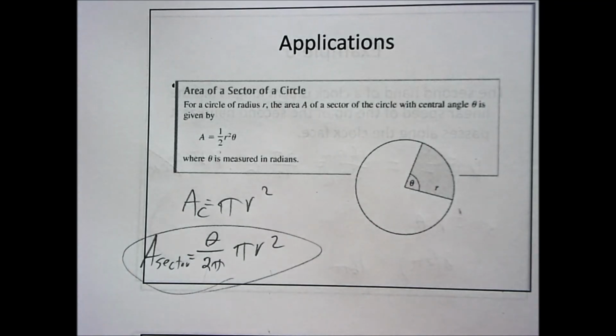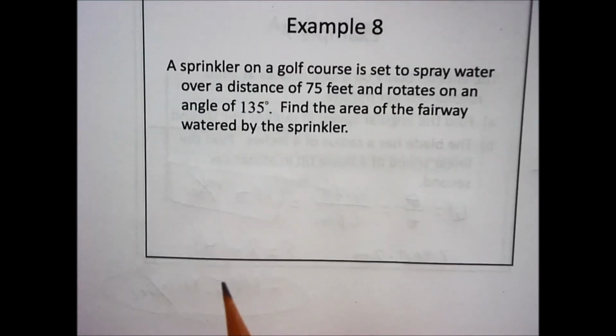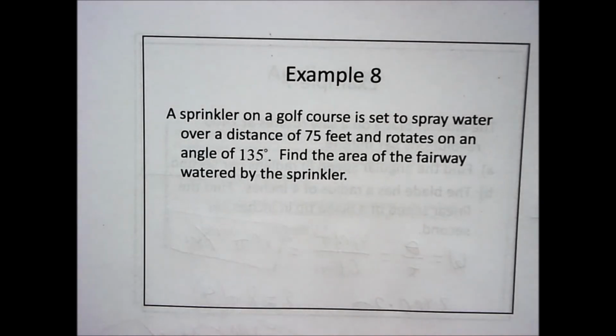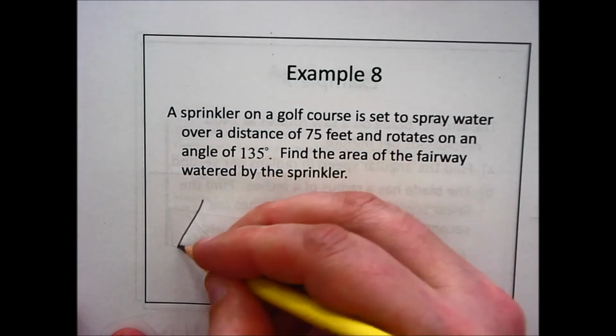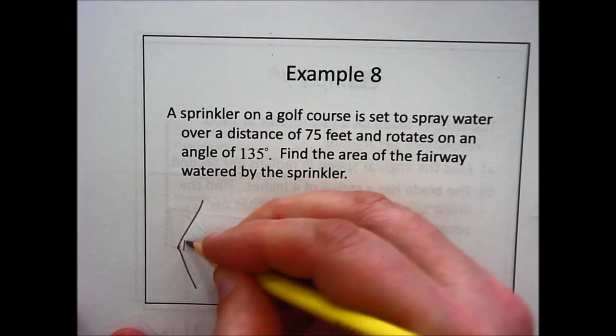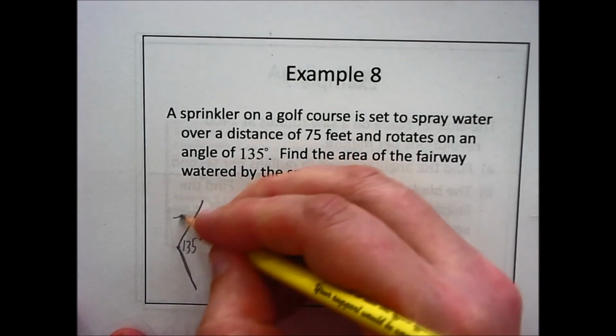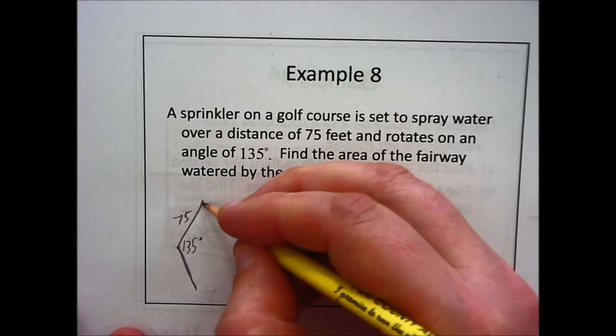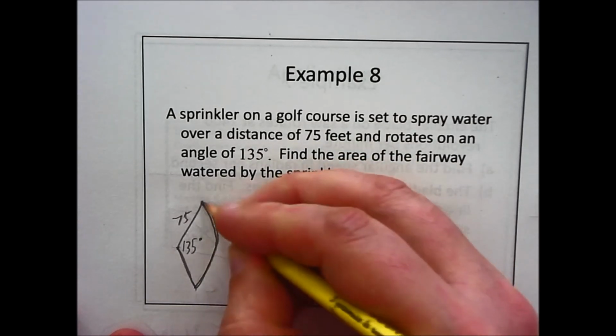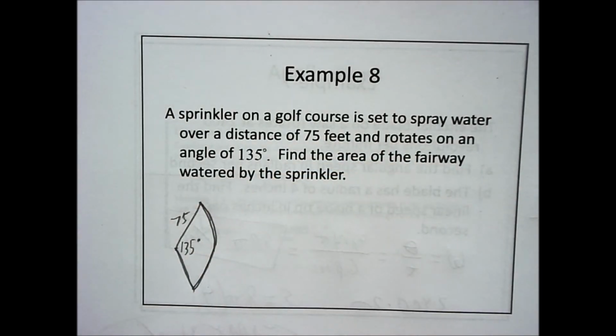So if I do that one for this problem: a sprinkler on a golf course is set to spray water over a distance of 75 feet and rotates on an angle of 135 degrees. So just a rough sketch of this real quick. 135 degrees is a little bit past 90. This isn't to scale, that's fine. It shoots at 75 feet, so that's your radius. I want to figure out the area covered by this sector.